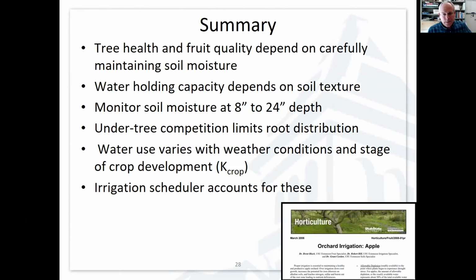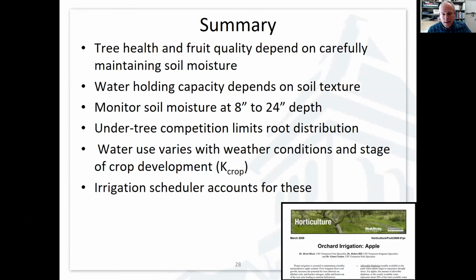Under-tree competition limits root distribution. It limits it. It competes for water. So I really recommend having a vegetation-free area under the tree, whether it's maintained by herbicides or by mulch. I didn't talk about this, but some people will do cultivation there. I don't really recommend that because you get a lot of tree roots even up at 3-4 inches deep. So if you do very much cultivation, you're disrupting tree roots. So if you're going to do cultivation, just do very shallow.